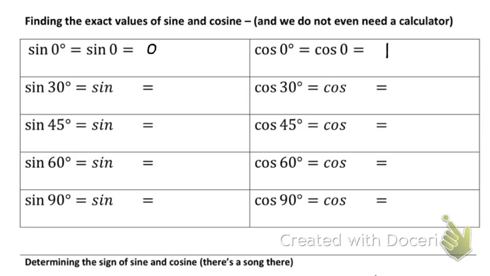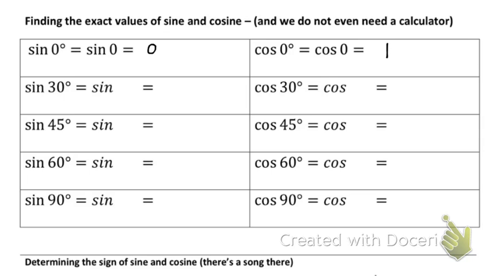I guarantee if you take out your calculator and type in sine of 0 degrees, in fact, if you have a calculator, type it in so you believe it. Type in sine of 0, type in cosine of 0. Do you get 1 and 0 out? Yep, and that will work for every one of these.